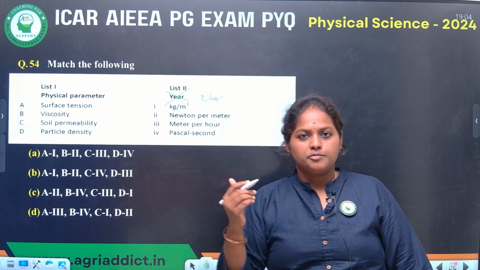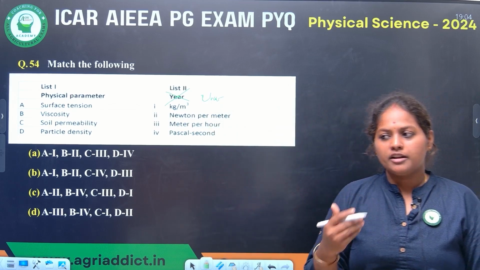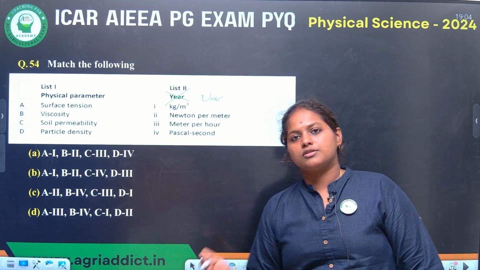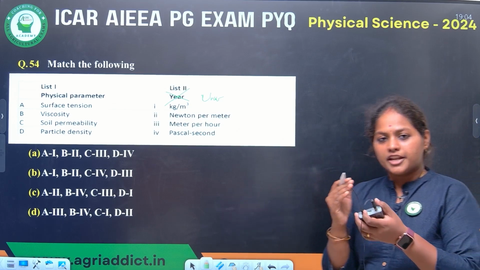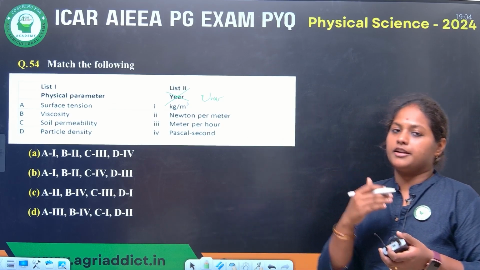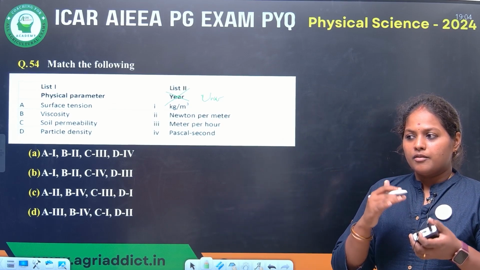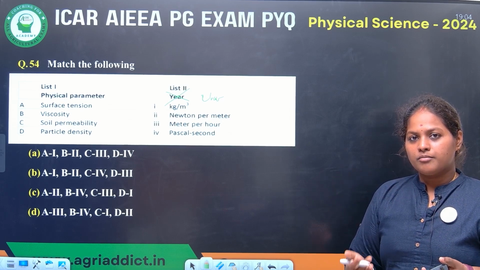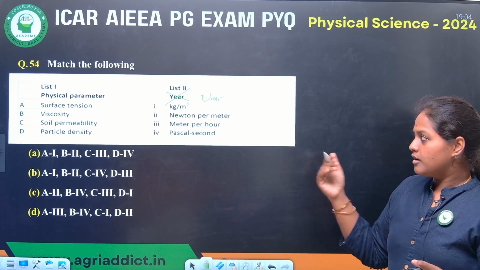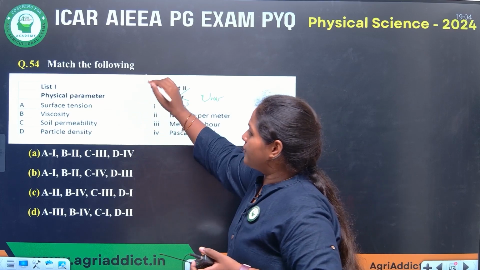Parameter and respective unit. We will read in soil physics, or in the entire course of soil science, various parameters and various units related to each parameter. How will we derive the unit? Based on the formula of the parameter. Let us see how we are going to derive it.